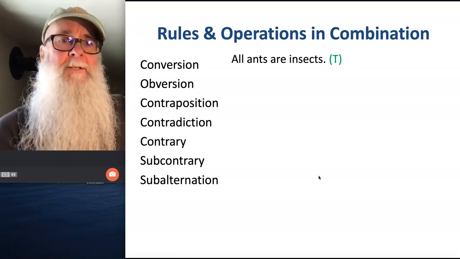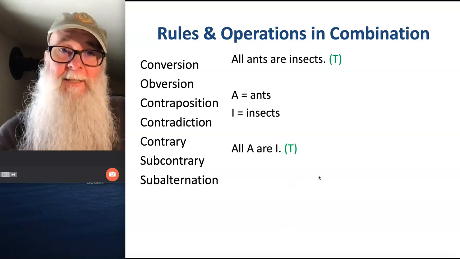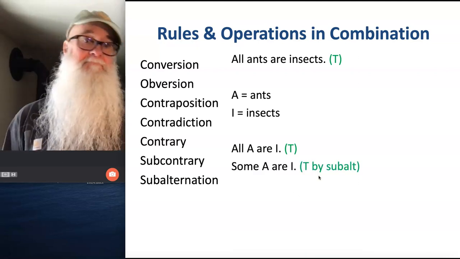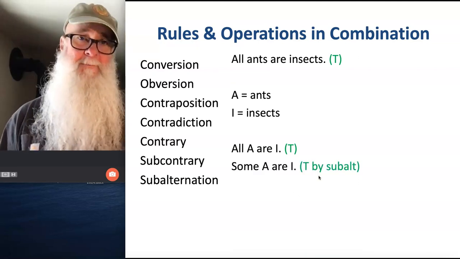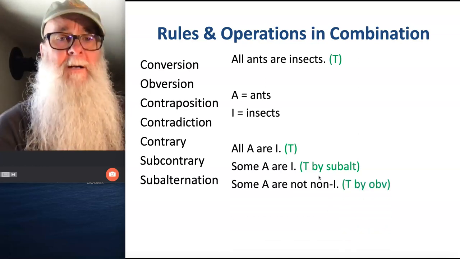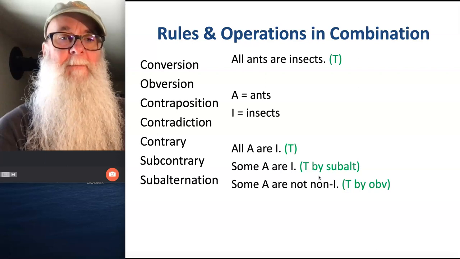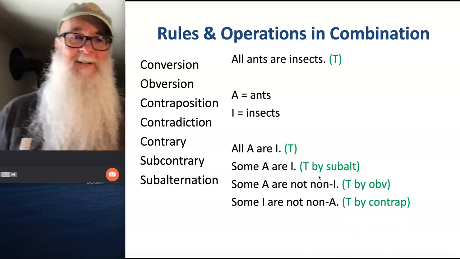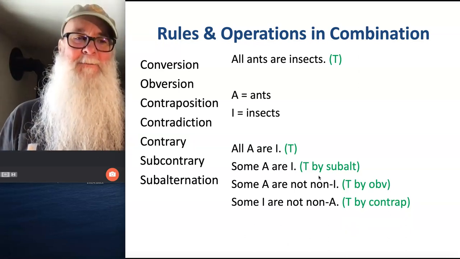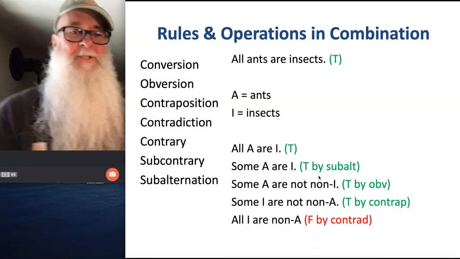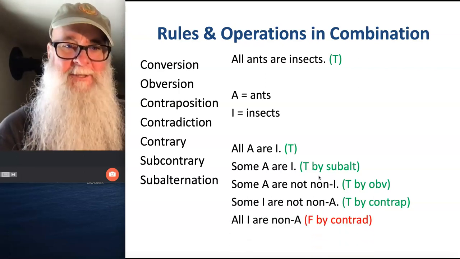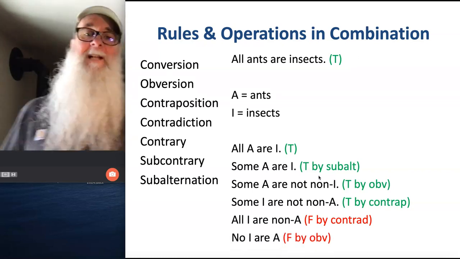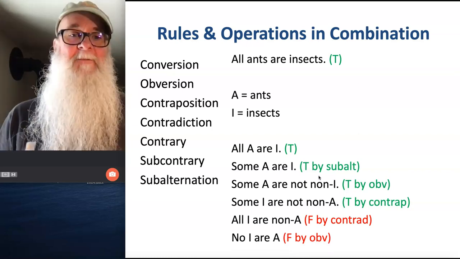So let's say I had the statement all ants are insects, and I assume that statement is true. I'm going to reduce that down to individual letters, all A are I. If all A are I is true, then by subalternation, some A are I would also be true. And if some A are I is true, then by obversion, some A are not non-I would be true. And if some A are not non-I is true, then some non-I are not non-A would be true by contraposition. And if that's true by contraposition, then by contradiction, all non-I are non-A would be false. And if that's false, no non-I are A would be false by obversion.